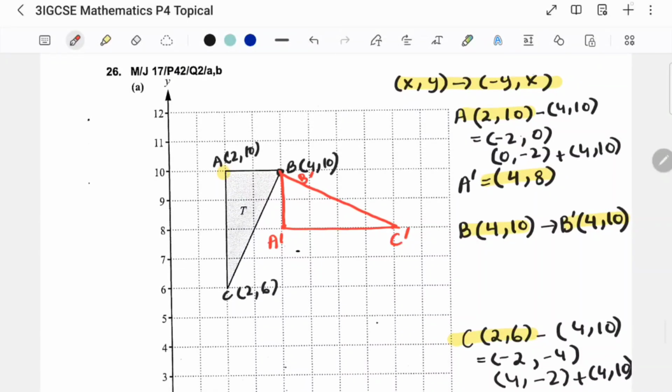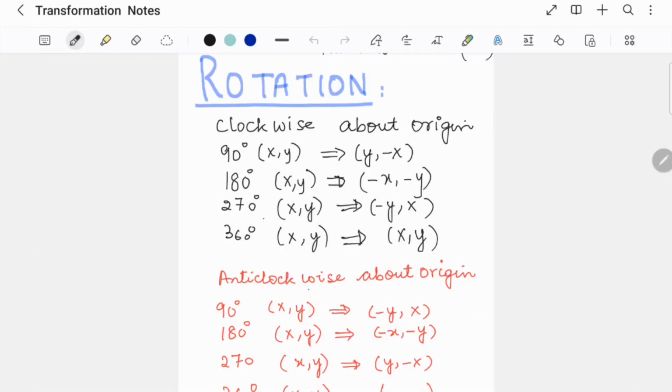I hope you understood. Alright, so now you have learned how rotation moves the shape around a fixed point without changing its size or shape. So remember, every rotation has a center, an angle, and a direction, either clockwise or anti-clockwise. In the next video you will learn how to find and describe the center of rotation.